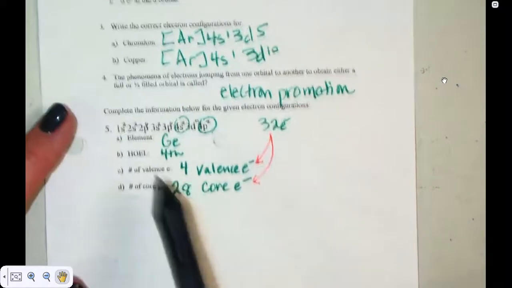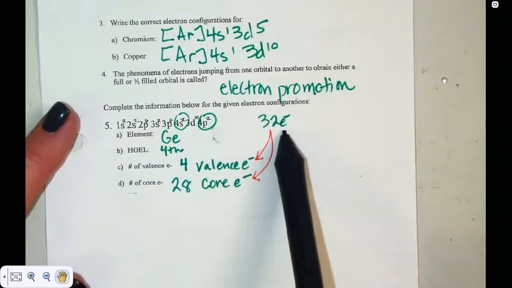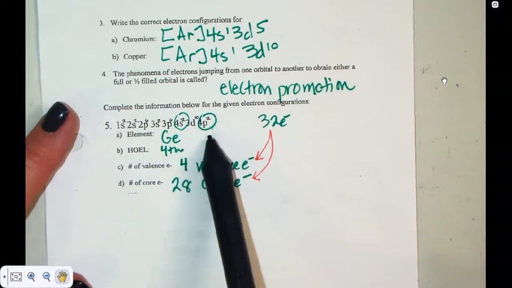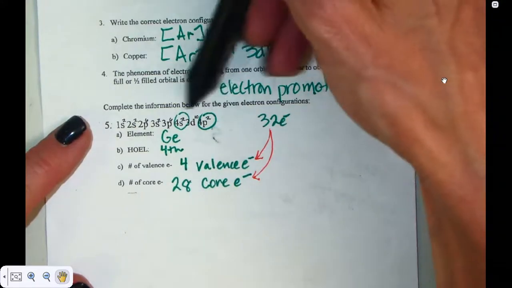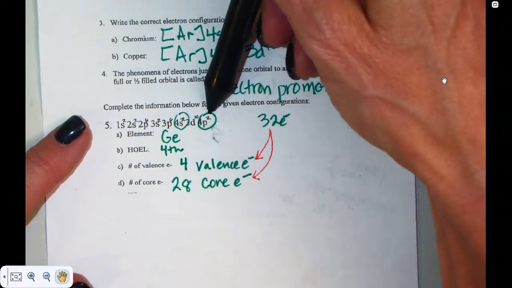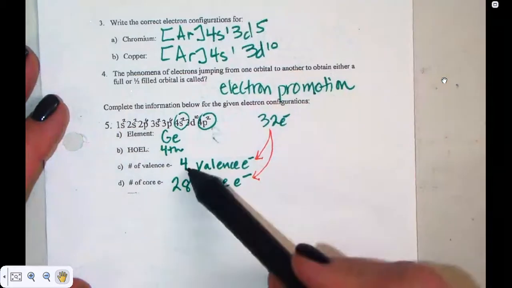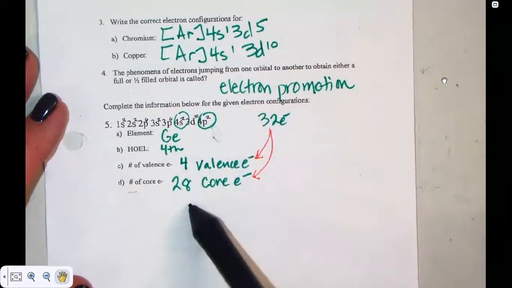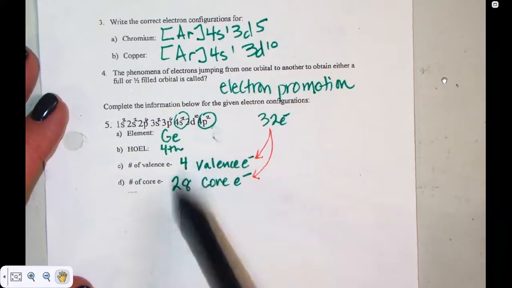Number 5, the element was germanium because there were 32 electrons. The highest occupied energy level is the 4th. There are 4 valence electrons. Notice I circled the highest occupied energy level, and you add those superscripts. 2 plus 2 is 4. The remaining electrons are considered core electrons. So remember, the core and the valence have to add up to the total. So to get your core, the easiest way is just take your total, 32, and subtract your valence from it, and that gives you 28.